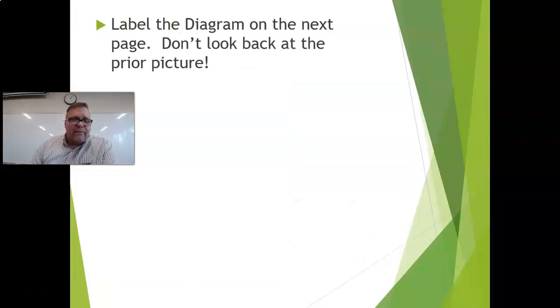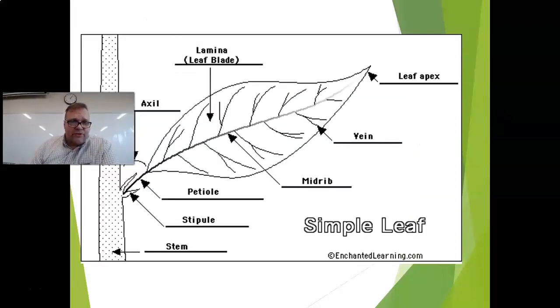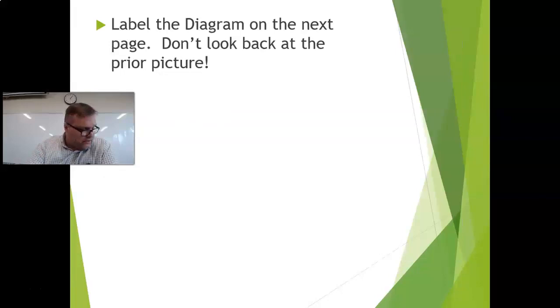Label the diagram on the next page. Don't look back at the prior picture. So take a moment, see if you can label this. Stop the video right now. Give it a try. When you're all done, it's okay if you get it wrong.